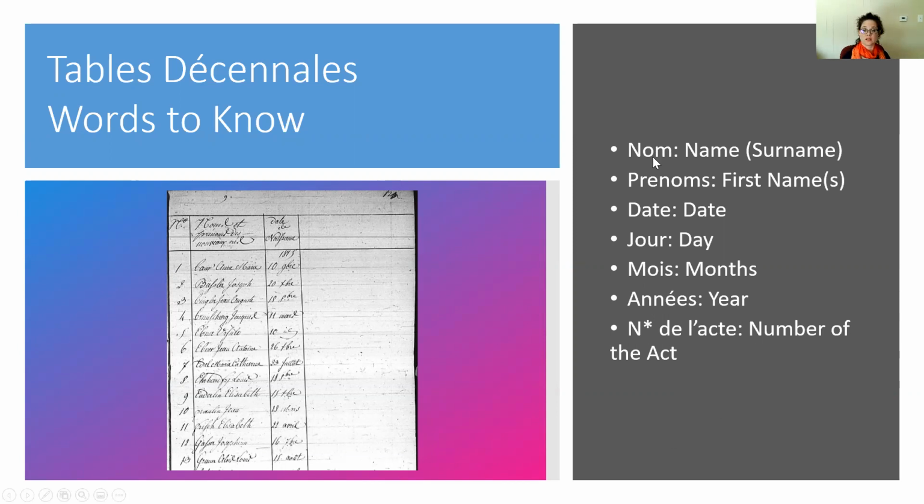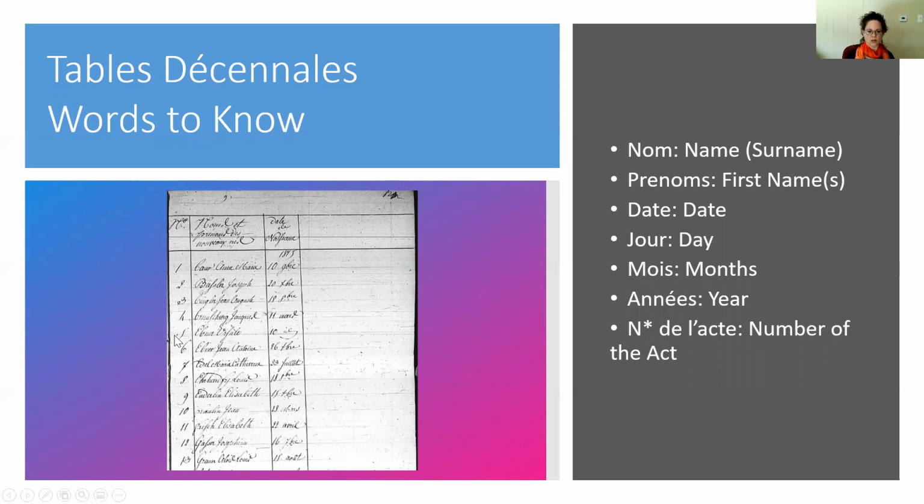So look on this right side, there's the nom, which is the name, referring specifically to the surname. There's prénom, first name, date, jour, day, mois, the month, année, the year or years. And this is the number of the act. In other words, you see over here the 1, 2, 3, 4.